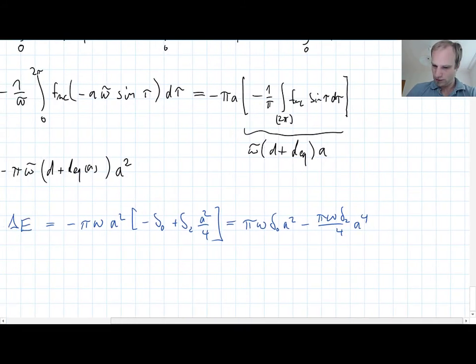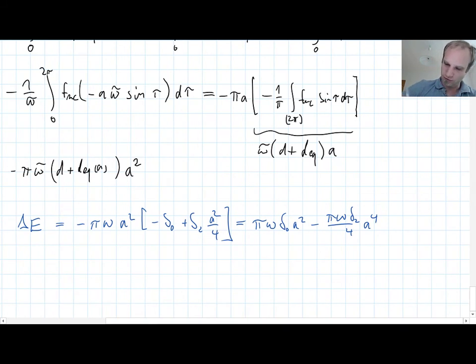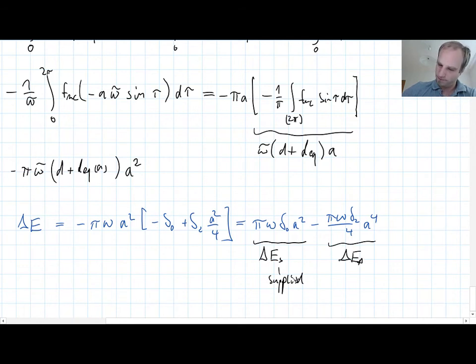we can give this a name. So this is the increase of mechanical energy. So this is really the supplied energy. Whereas this here, that's the dissipated energy. Good.